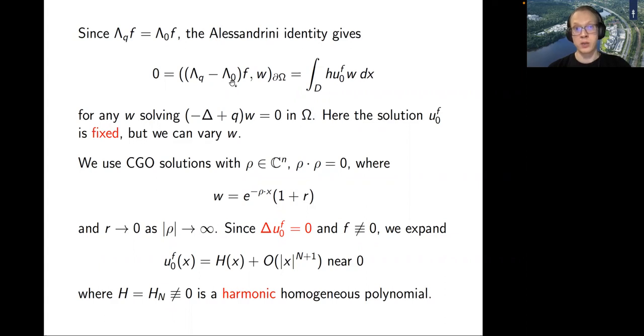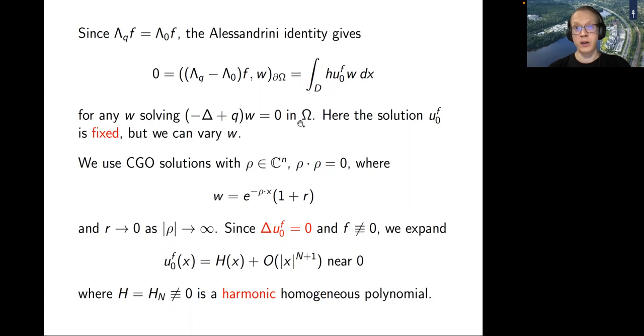But now Q had this special form h times χ_D. So this will be just an integral over D, and then you have h, then you have the solution with Dirichlet data f, and then w will have to be a solution. So this u_0^f is the solution of the free Helmholtz equation, or actually just the Laplace equation in this case, because k is equal to 0. And w can be any solution of the Schrödinger equation in Ω.